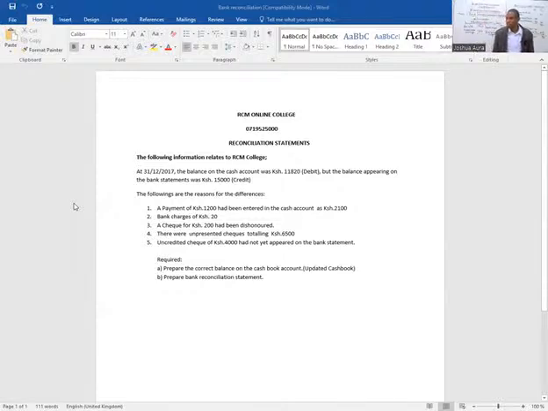I can see we don't have any other item that will affect our cash book. The remaining items will affect our bank account, bank reconciliation account. So therefore, with this information, I think we can get the total and the balance.